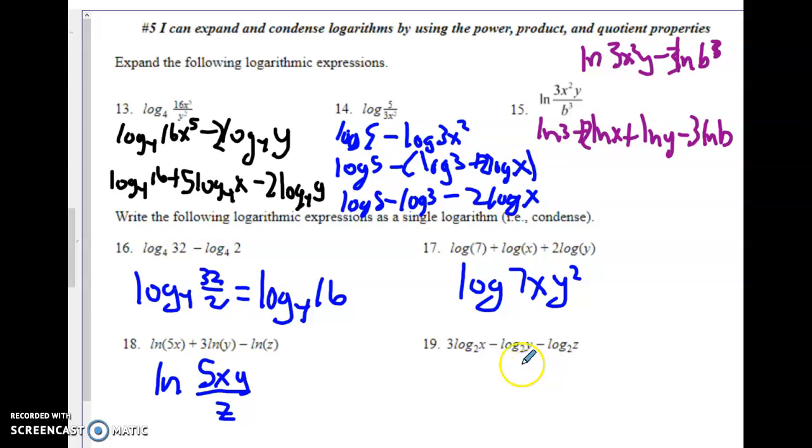And the last one, notice this one I have a minus and a minus, which is kind of the same thing that happened up here in 14. So that means this is being divided, and this one is also being divided. I've got a power going on here, so when I transform it back into a log, I'm going to go ahead and make it back into a power. X cubed divided by y and z. And that's how you do 19.